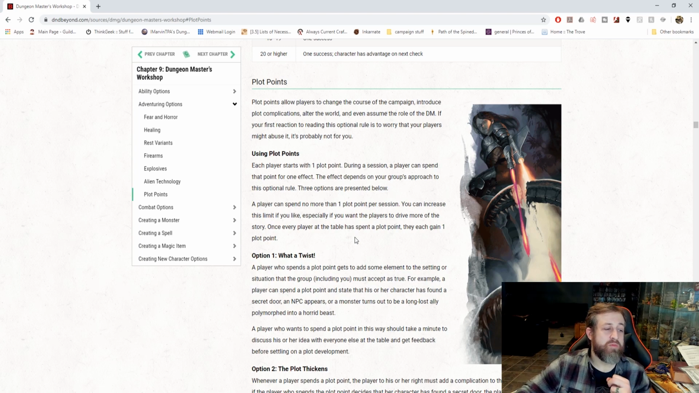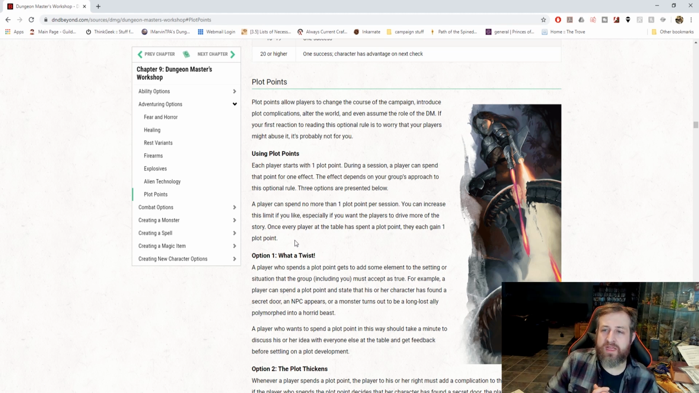For example, a player can spend a plot point and state that his or her character has found a secret door, an NPC appears, or a monster turns out to be a long-lost ally polymorphed into a horrid beast. A player who wants to spend a plot point in this way should take a minute to discuss his or her idea with everyone else at the table and get feedback before settling on a plot development.